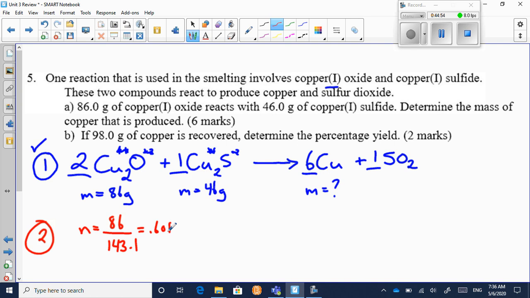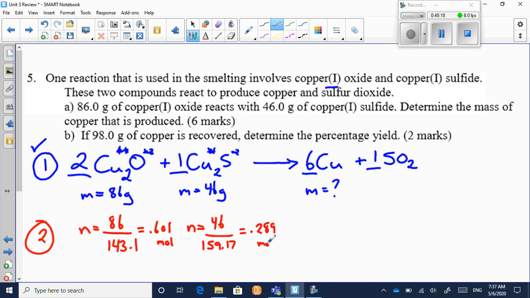Got to go do the same thing with my copper 1 sulfide. So the number of moles there is 46, and the molar mass of the copper 1 sulfide is 159.17. So the number of moles I get there is 0.289 moles. So there you go, I've done that.